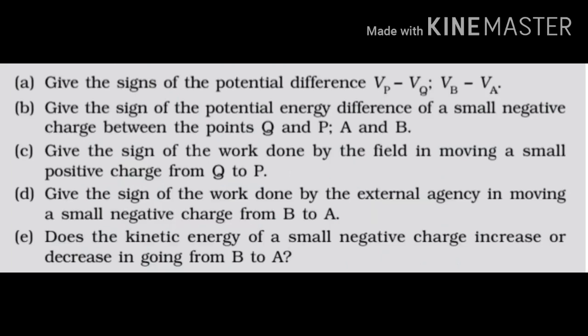So based on the picture, they have given 5 questions. The first one is: give the signs of the potential difference Vp minus Vq and Vb minus Va. The second one is: give the sign of the potential energy difference of a small negative charge between the points Q and P, A and B.